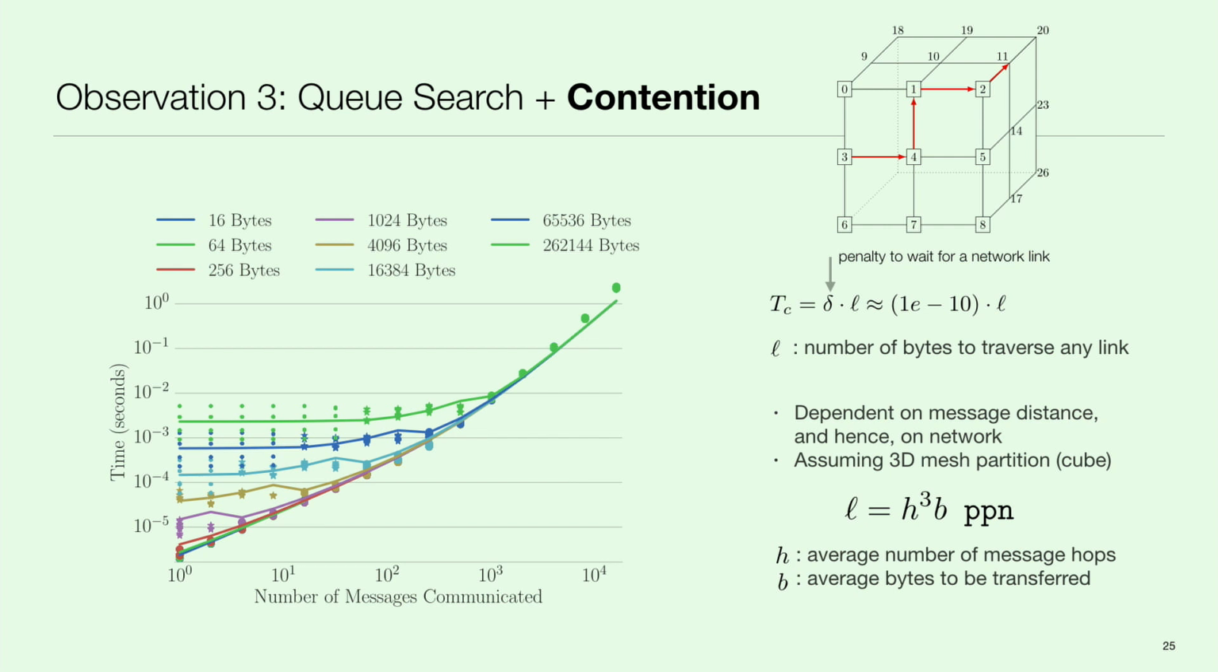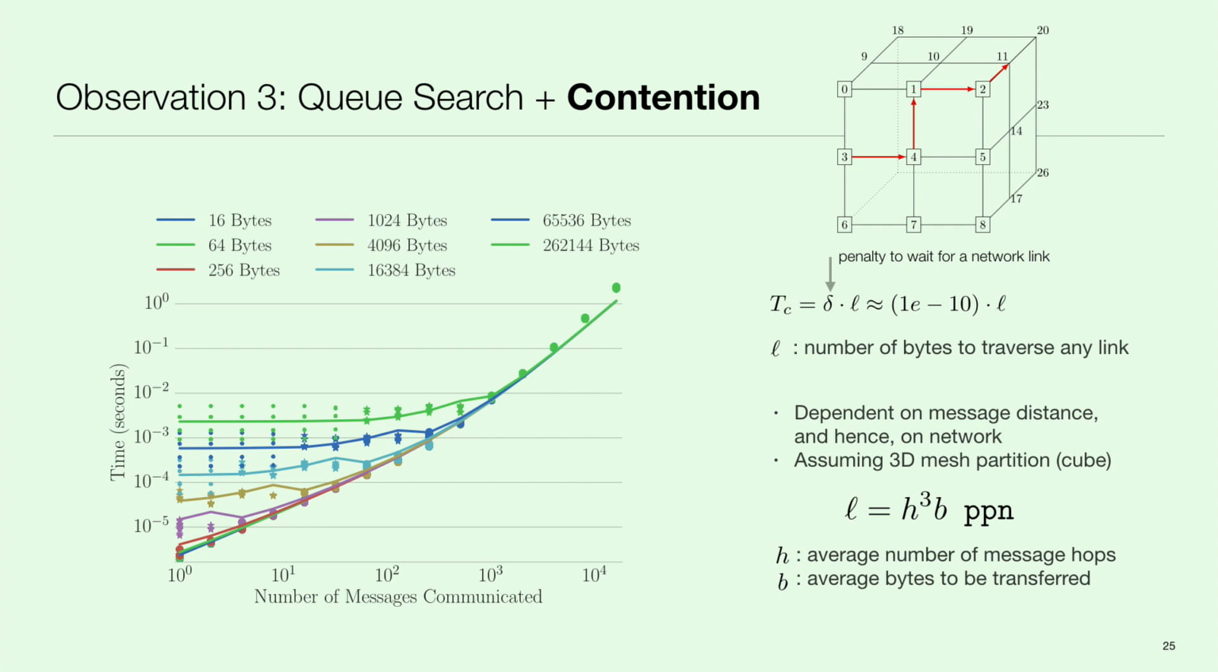To gather that data, we make an assumption. We make an assumption that we're on a cube, and we have a message distance on that cube. And then there's an average number of hops and an average number of bytes, and we get a value for our ping pong test, and we include that in our model.